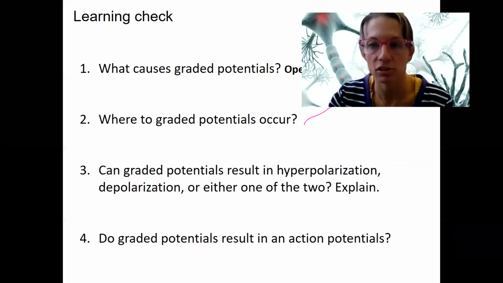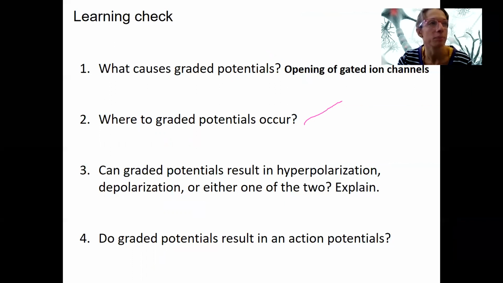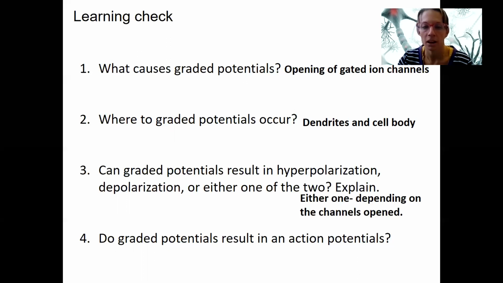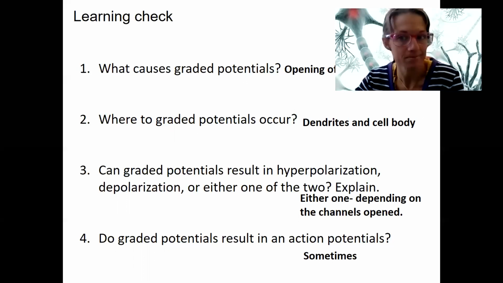Okay, what causes them to occur? Opening of gated ion channels. Just the most general. If you didn't quite know how to answer that, that's fine. But it should make sense, right? Gradient potentials occur when ion channels open that had been previously closed. Where do they occur? Dendrites and cell body, right? They can result in either hyperpolarization, more negative, or depolarization, depending on which channels open, and therefore which way ions flow. Lastly, sometimes. That's it.